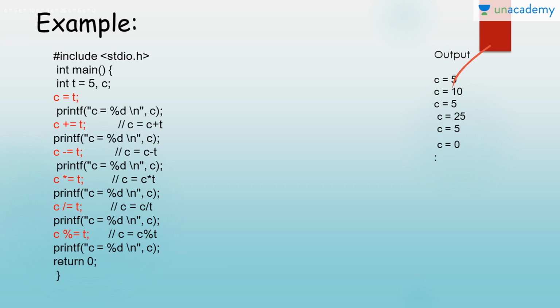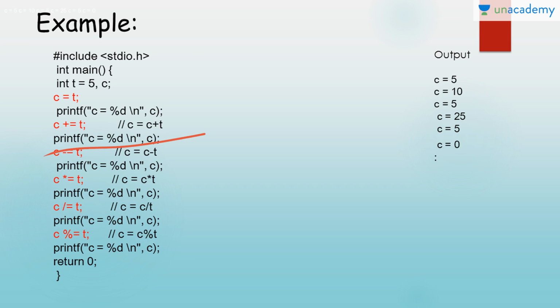Next is C plus equals T. That means that C is equal to C plus T. So C is equal to 5. Add it with T, that is also 5. So 5 plus 5 is 10. So print it. Next we will be obtaining C is equal to 10. So we have done till here.